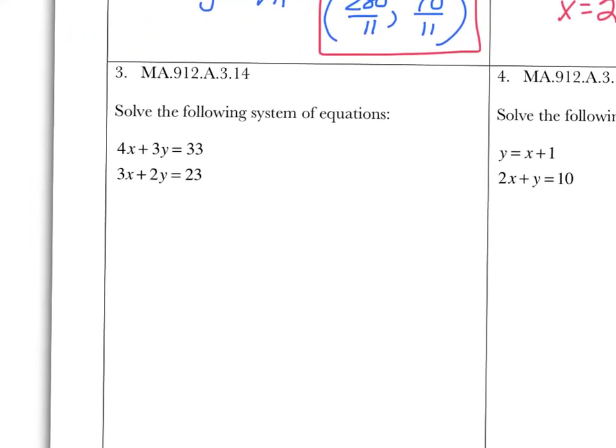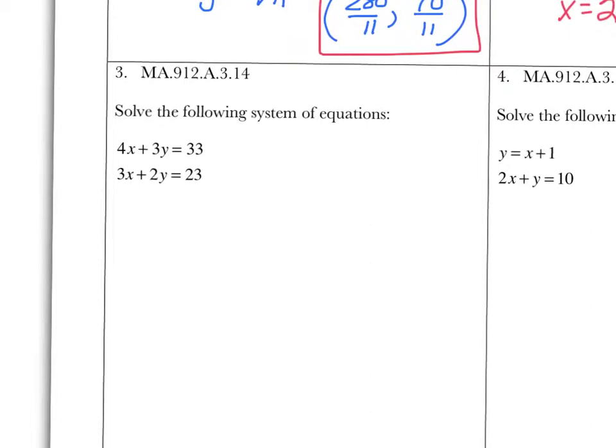Number 3 is already set up for elimination, right? I can tell it's set up for elimination because the x's are lined up and down, and the y's are lined up and down. All right, the x's and y's are lined up. The constants are lined up on the other side.